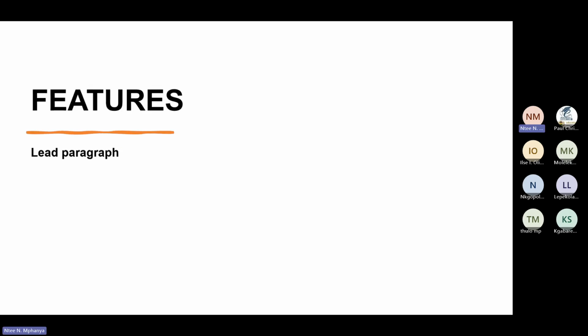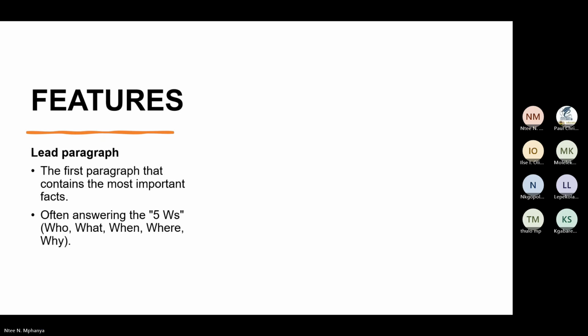Another feature is the lead paragraph. What is the lead paragraph? It is the first paragraph that contains the most important facts. In the first paragraph, you should include the 5 W's: who, what, when, where, and why.